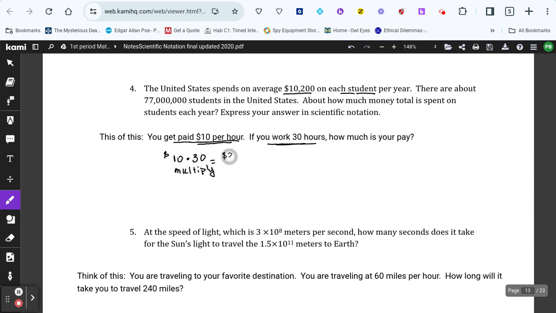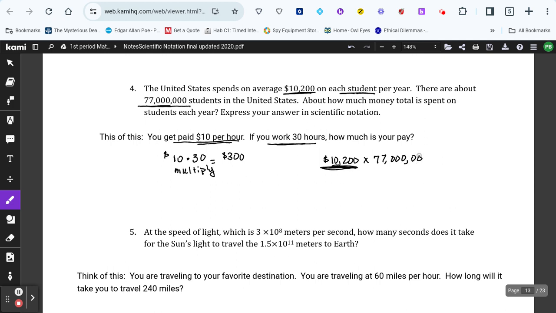Okay, that means that you would get paid $300 before taxes. So the same thing here. The school gets that much money for every student. Okay, so the schools, plural, because it's all the students in the United States, the schools would get this much money this many times, 77 million times.